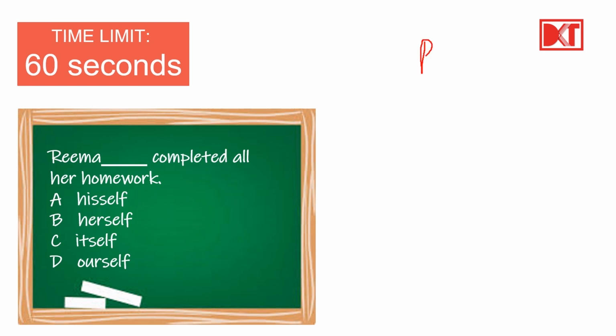Here we are filling up reflexive pronouns. Our next question says, "Rima dash completed all her homework." Now the subject is Rima, and Rima completed all her homework. So how did Rima complete her homework? She did it herself. For Rima, the subject and the object will be the same, and for that we use the reflexive pronoun herself. Rima is female, so we use her, herself. Rima herself completed all her homework. Alright, now we move on.